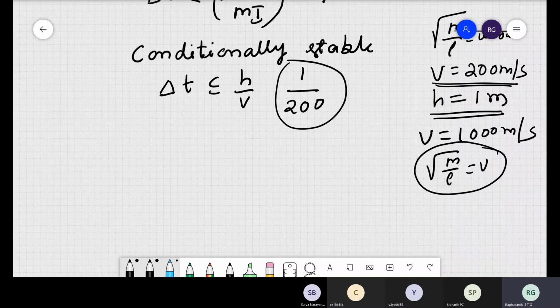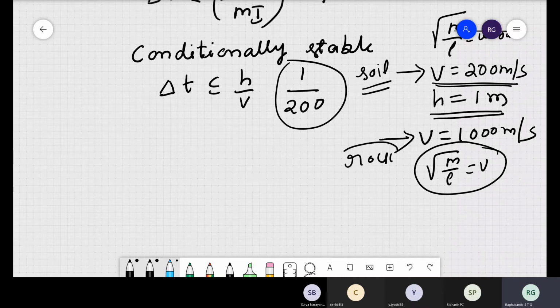Physically speaking, what is 200 meters per second, and what is 1000 meters per second? What type of medium is it? 200 meters per second essentially means soil, loose soil materials, whereas 1000 is a rock type of material. So this is how you have to select your delta t. Based on this you can select for the conditionally stable scheme.